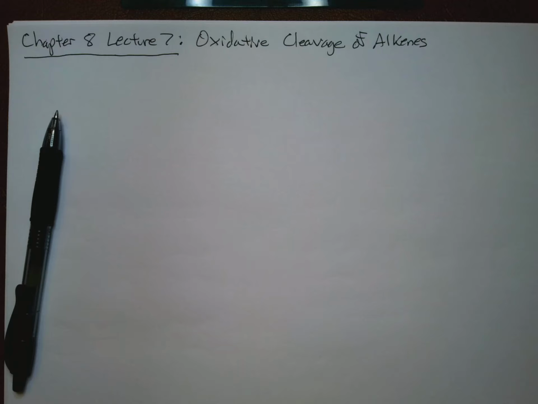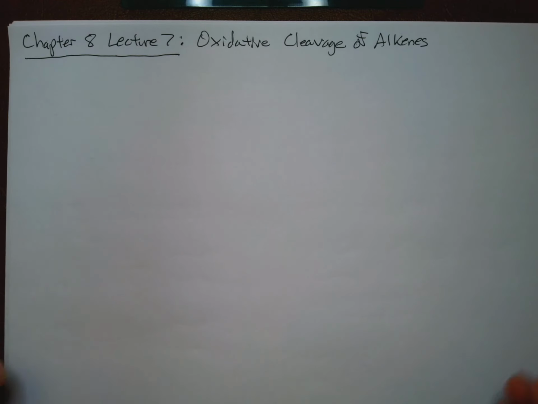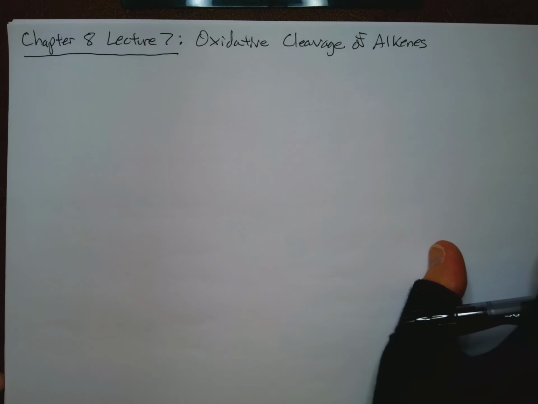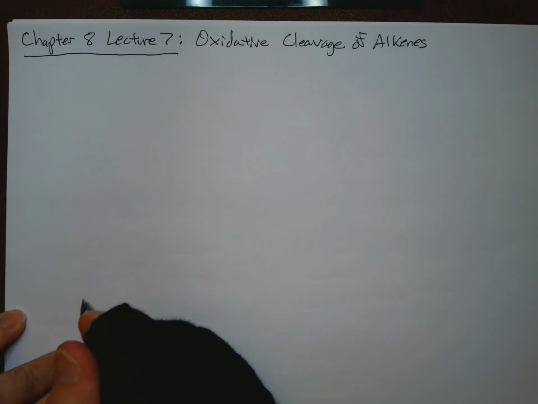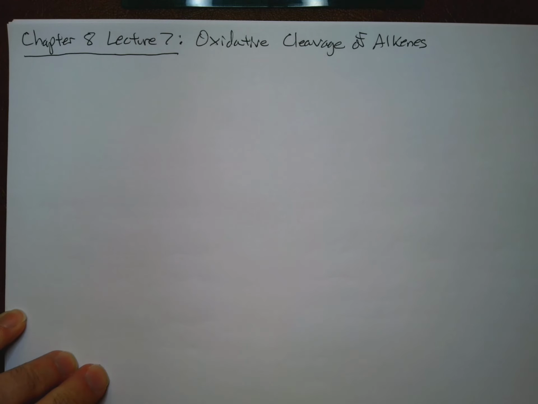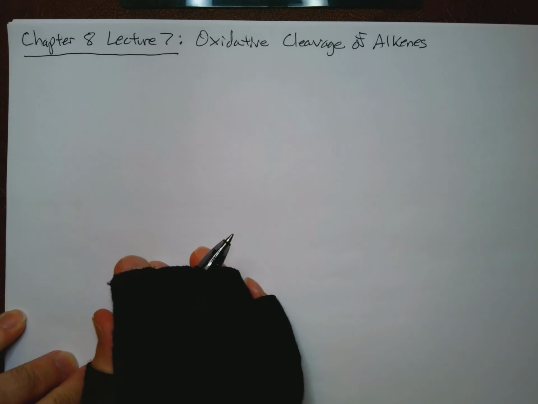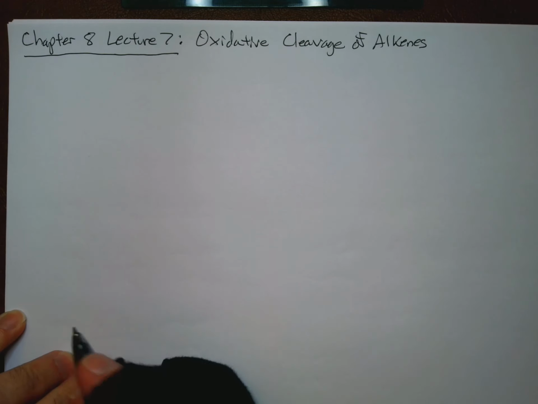Now, what is oxidative cleavage? Well, it involves breaking the C=C double bond with oxidation going on at the same time. So we saw an oxidation in adding H2O2, so adding OH to both ends of the double bond.